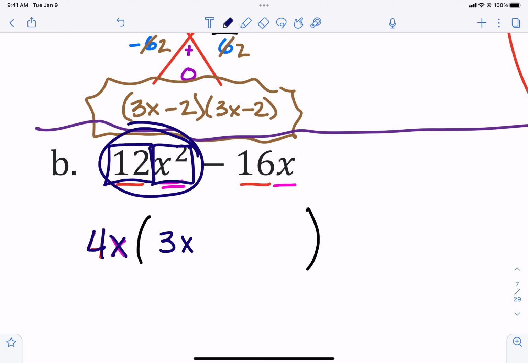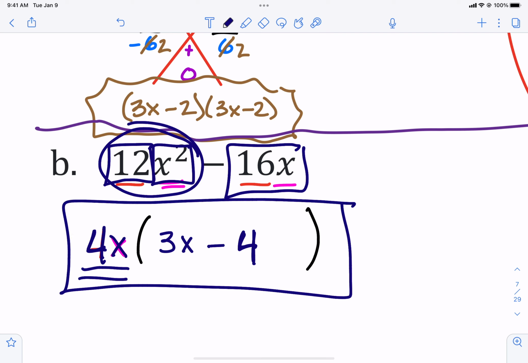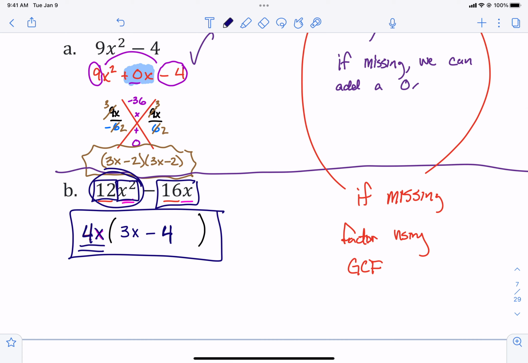And then I think to myself, okay, 4x times what is going to get me to 16x? Well, I know if there was another 4 here, 4 times 4 would equal the 16. And then this is already going to bring an x in when I multiply it. And I only needed one x, so I don't need anything else, which would make this our answer. Now, I know that's a little bit unique. We're going to keep practicing those as we go on, but that's what we call factoring by using a greatest common factor.